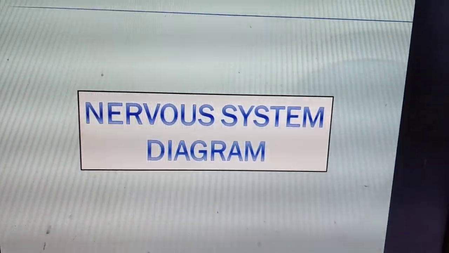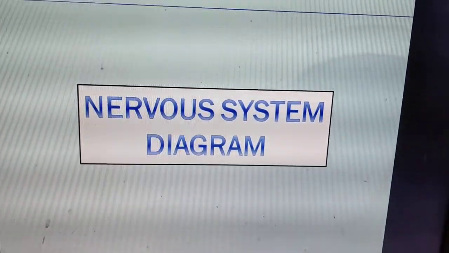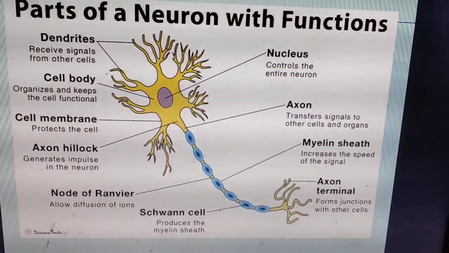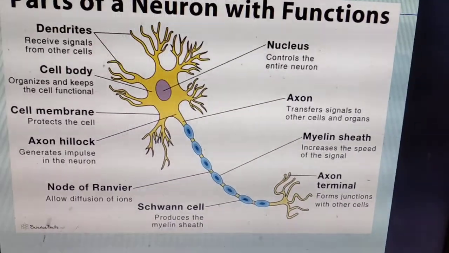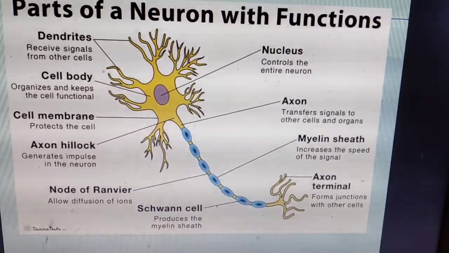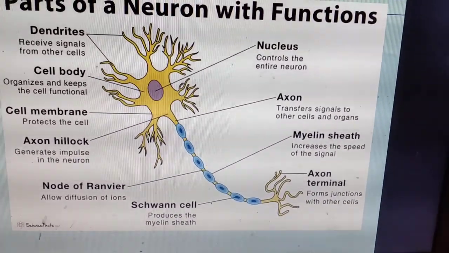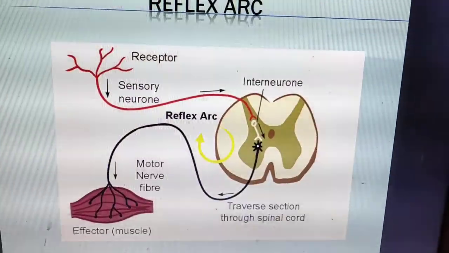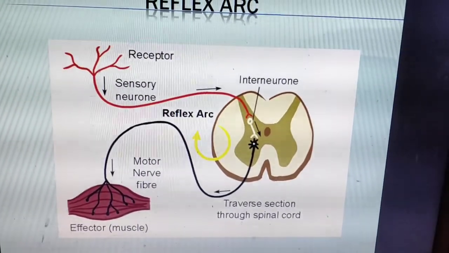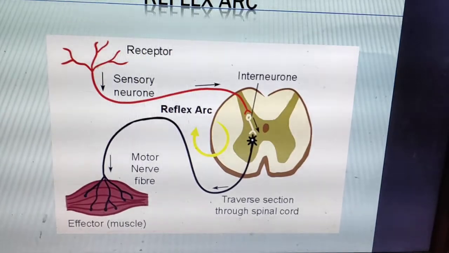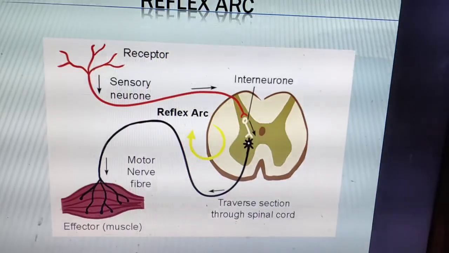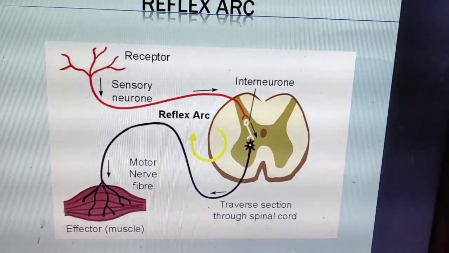Next, I am coming to nervous system diagrams. First diagram is very important. Parts of a neuron with functions. If you are not writing the functions, only the labelings are important. So please practice this diagram very properly. Next, reflex arc diagram. I think it's there in your book. If it is not there in your book, then you can get it from anywhere, and this diagram which I am showing you, you can also practice this one. Okay, so this is a very important diagram which you have to practice from the nervous system.